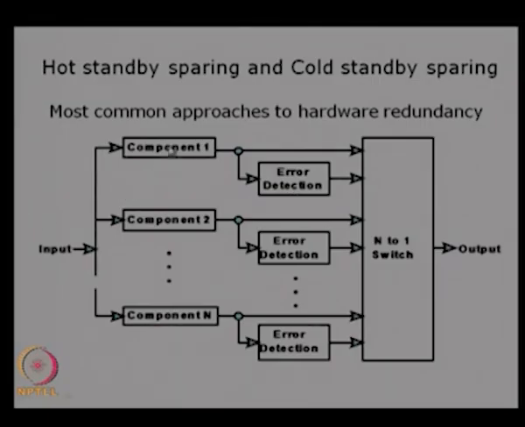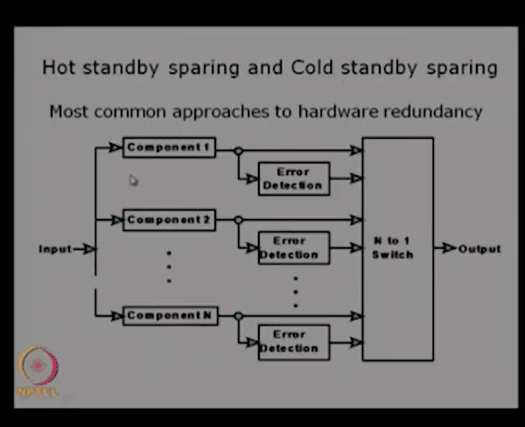Normally component 1 will be providing an output and component 2 and other components will not be providing any outputs, and whenever there is an error detection, immediately this will be started and the output will be coming from here, and then this will be going as an output. There may be a small time delay between these two outputs, since they are not in the hot mode, they are in the cold mode and they need to be activated. So there will be a time delay in getting the output. That is the main difference between hot standby and cold standby.